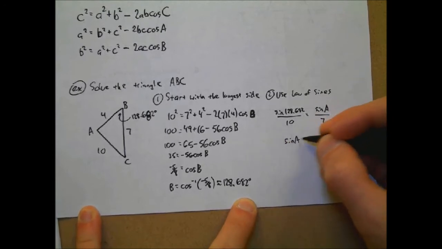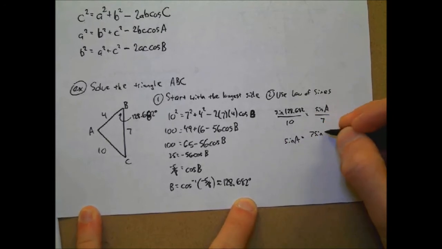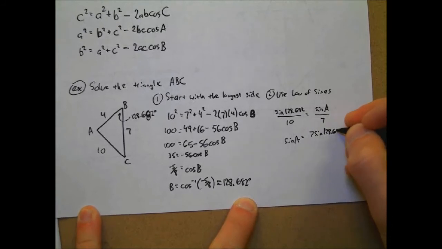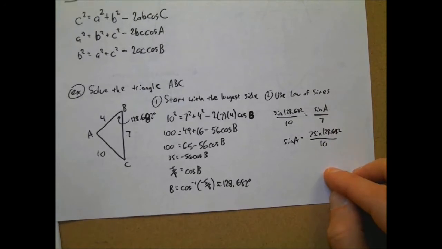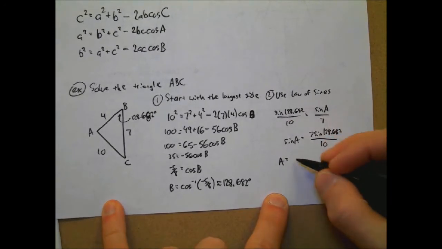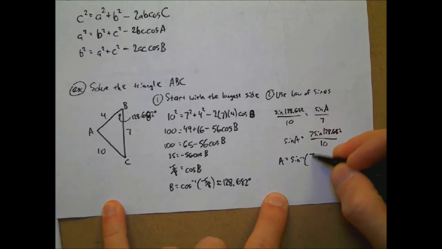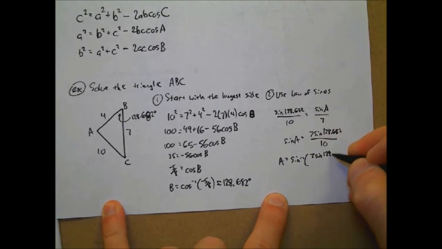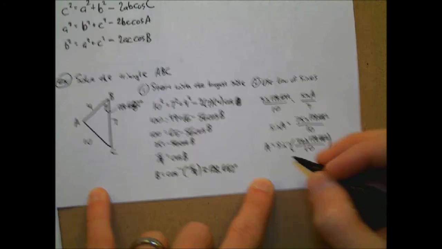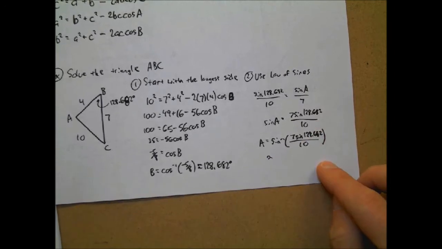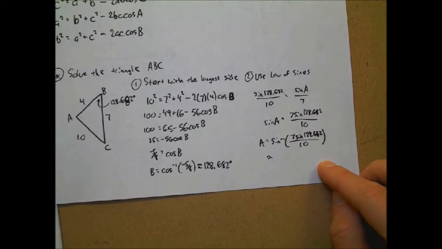Sine of A equals 7 sine 128.682 over 10. So A is sine inverse of this mess, which is approximately... Okay, I get about 33.123 when I type that in my calculator.